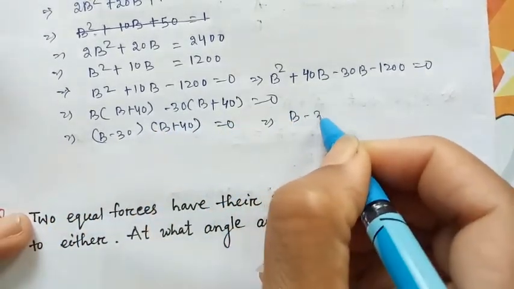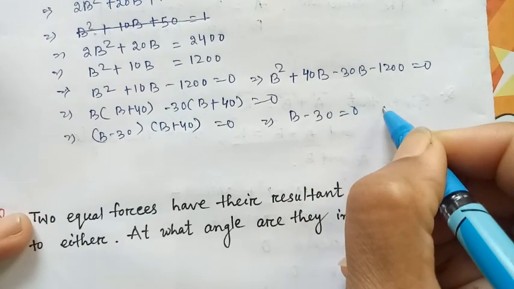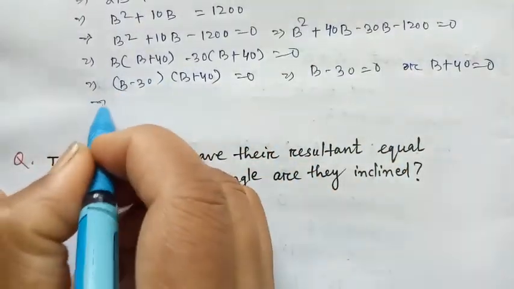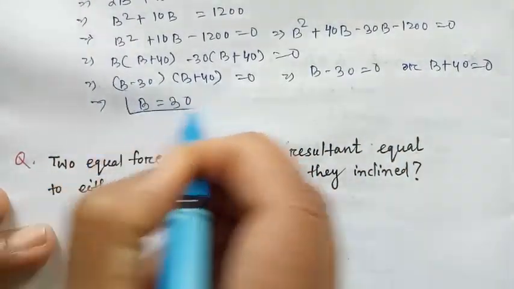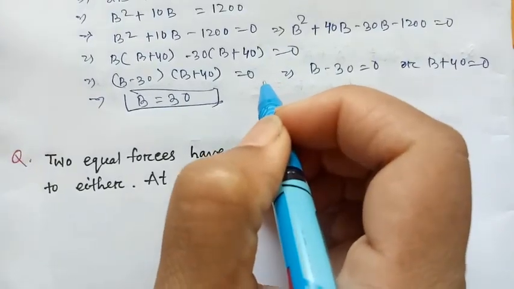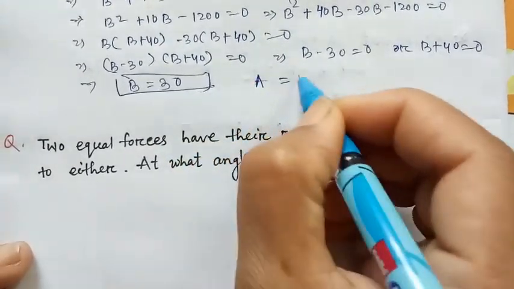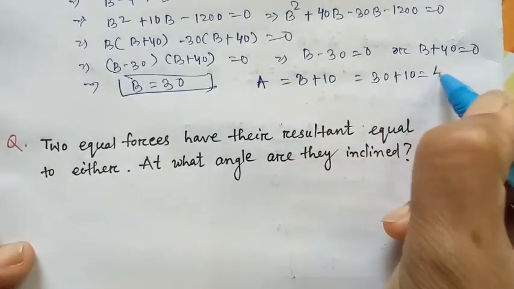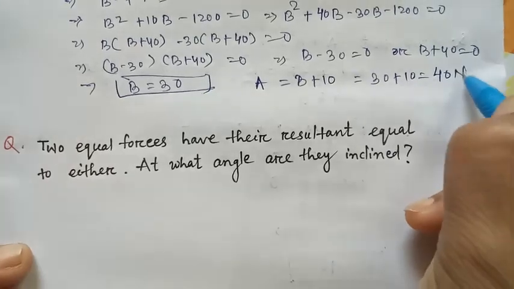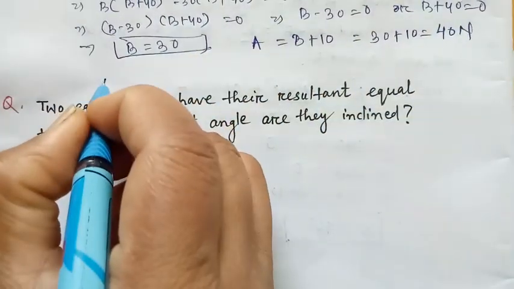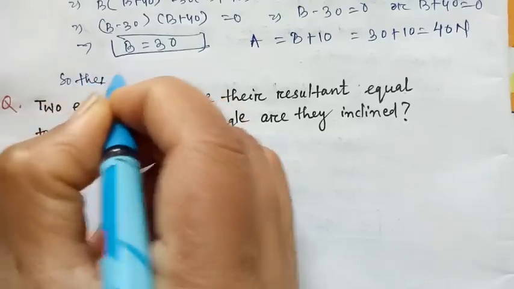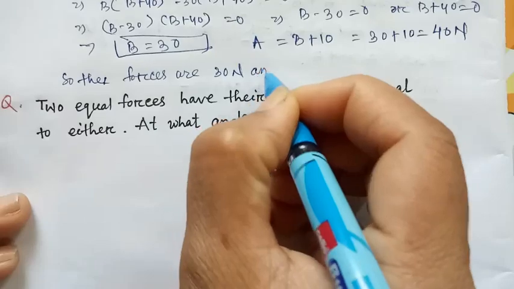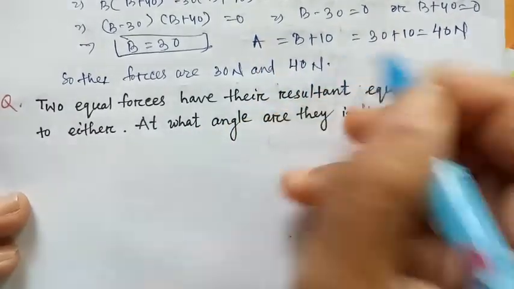That implies B minus 30 is equal to 0 or B plus 40 is equal to 0. That means B is equal to 30. And A is how much? A is equal to B plus 10, that is 30 plus 10, equal to 40 Newton. Okay, so the forces are, how much? 30 Newton and 40 Newton.